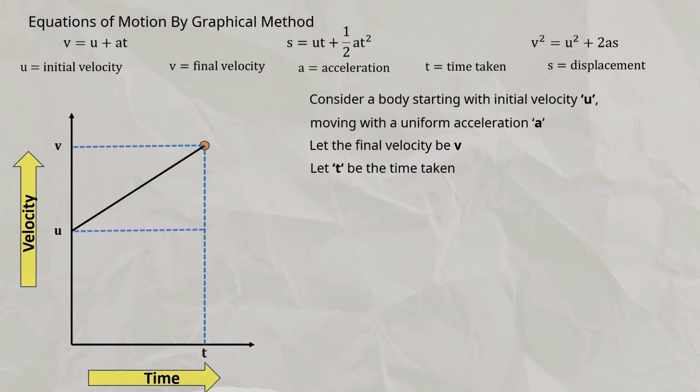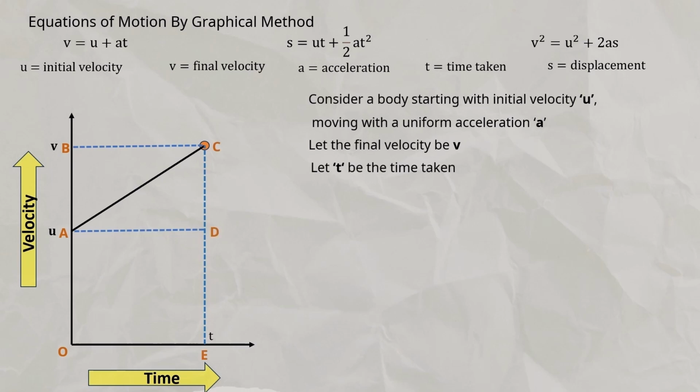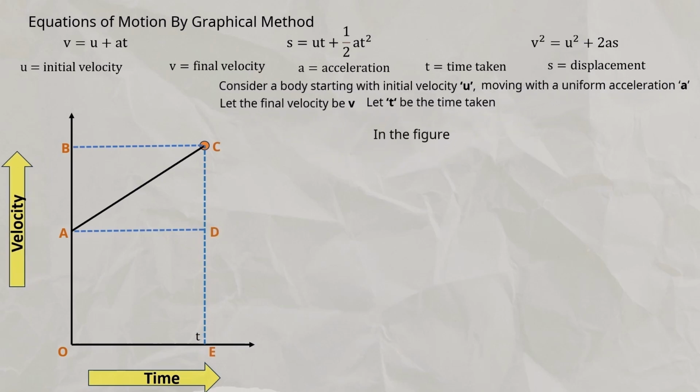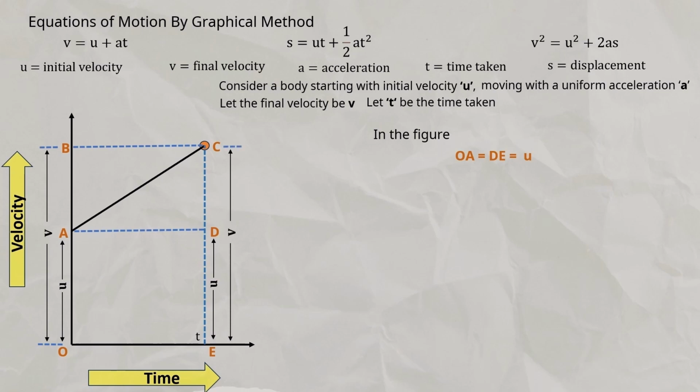Now, let us name the points in the graph. They are O, A, B, C, D and E. From the figure, I can easily say OA is equal to initial velocity u and DE is equal to initial velocity u. Therefore, I can write OA is equal to DE is equal to u. Similarly, OB is equal to final velocity v, CE is equal to final velocity v. Therefore, I can write OB is equal to CE is equal to v.